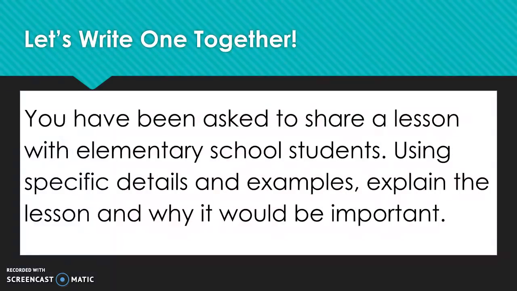Okay, so next we're going to write one together. And this is again another example for a writing SOL prompt. So let's take a look at it. You've been asked to share a lesson with elementary school students. Using specific details and examples, explain the lesson and why it would be important. So for this one, we are writing and describing a lesson that we would teach elementary school students.